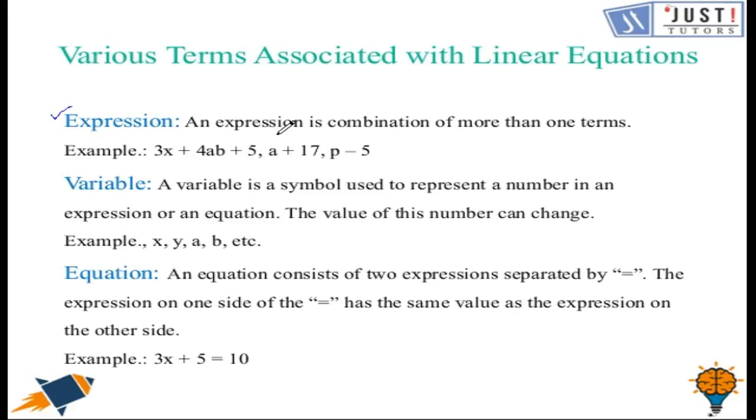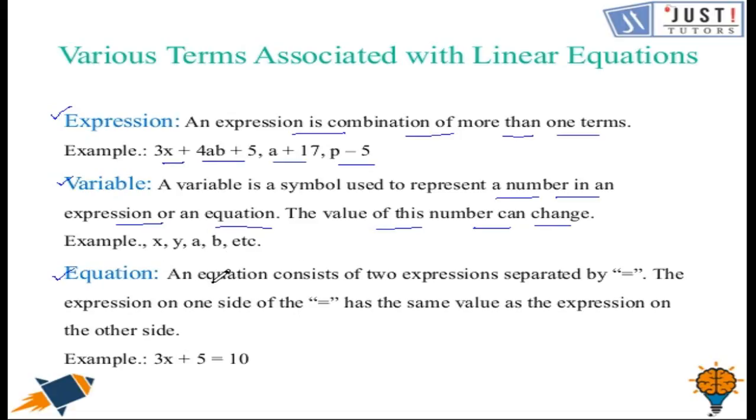Next we have expression, as we have discussed on the earlier slide. An expression is a combination of more than one term, like 3x plus 4ab plus 5a plus 17, p minus 5. Variable: a variable is a symbol used to represent a number in an expression or an equation. The value of this number can change and it depends on the equation given. Example, x, y, a, b, etc.